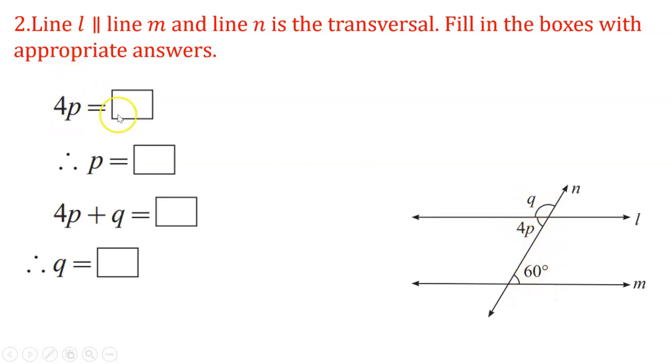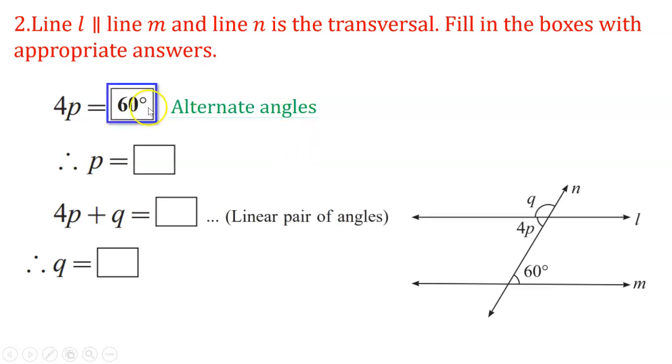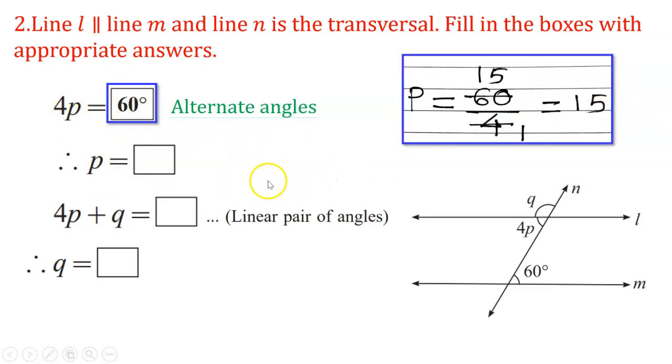म्हणजेच या 4p is equals to first here 60 degree. Okay. Then what is the value of p? मग p ची value किती? तर p is equals to 60 upon 4. Then you will get here 15. Okay. The value of p is 15.